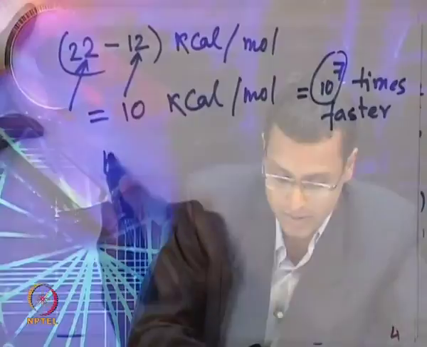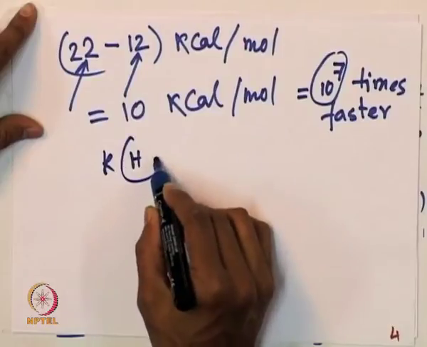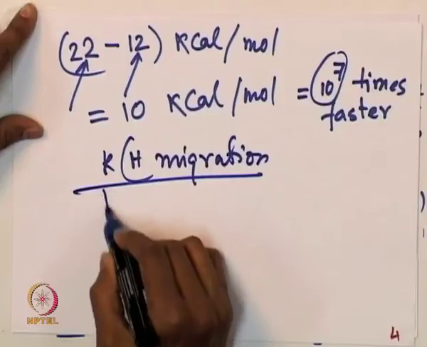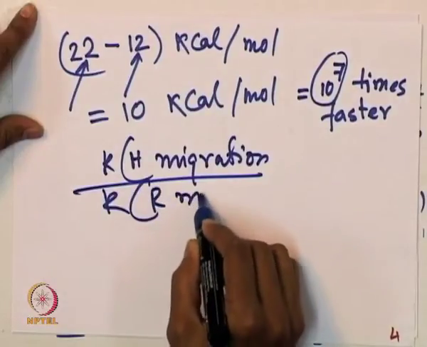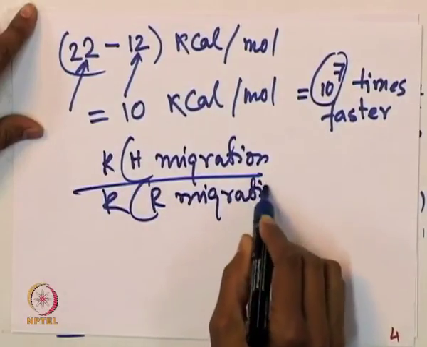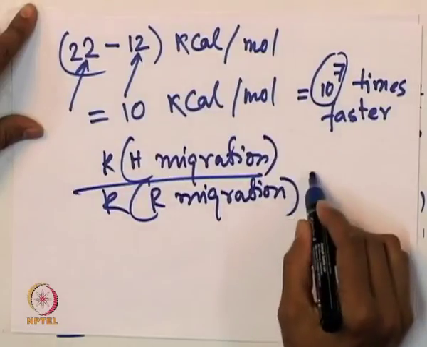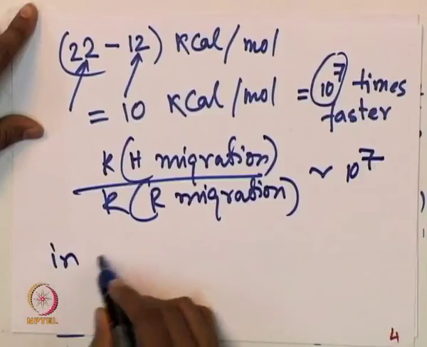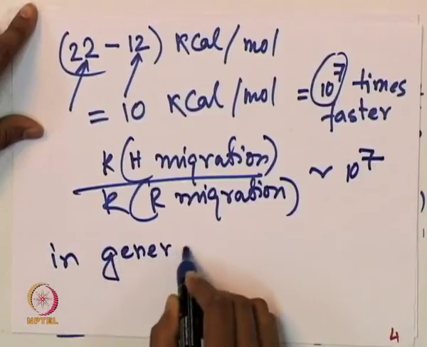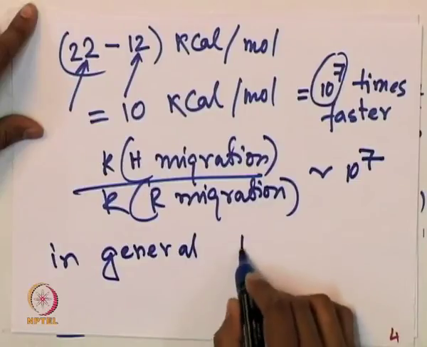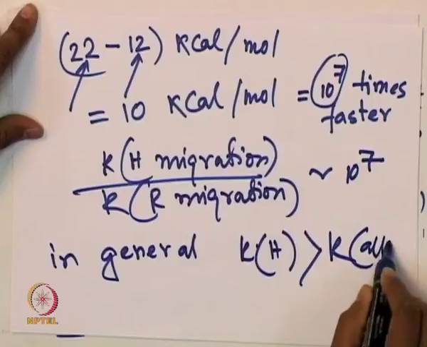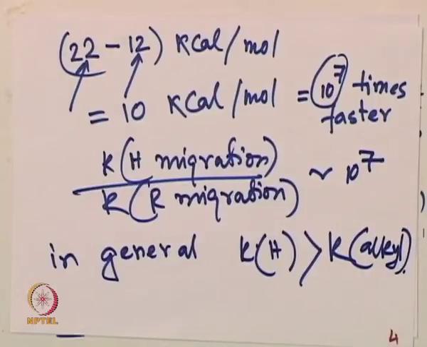So, you have H migration versus R migration, and that is going to be your nearly 10 to the power 7 times. In general, if you like to put it in general, we will have k_H is greater than k_alkyl. Okay. So, that is the general formula.